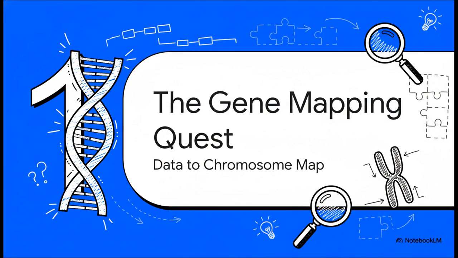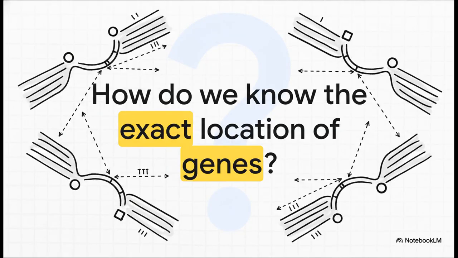All right, welcome to our gene mapping quest. The challenge sounds pretty straightforward. Take a list of numbers from a genetic experiment and turn it into a visual map of a chromosome. Think of us as genetic detectives, piecing together clues to uncover a hidden biological blueprint. So, how do we actually pull this off? How do we find a gene-specific address on a chromosome?